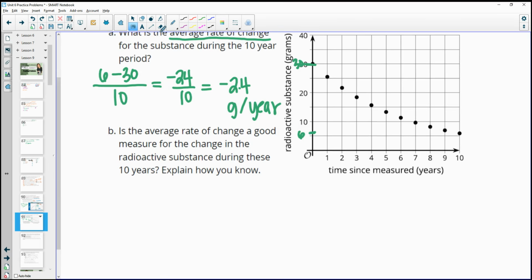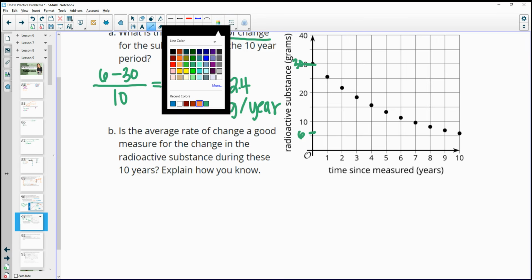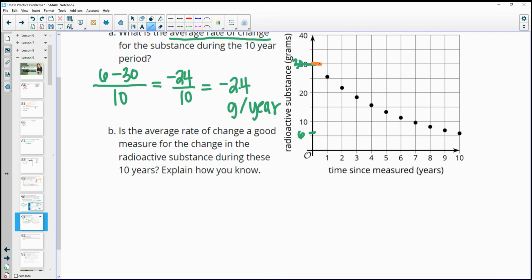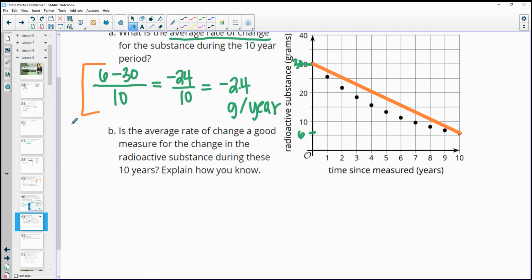And then is the average rate of change a good measure for this? So what I kind of like to do is connect the two values. So we were doing this point to this point, and I just connect those with a straight line because that's what this gives. Okay, average rate of change gives the constant change. So that gives you kind of like if it were linear from start to finish. So this is a constant negative 2.4 grams per year change.